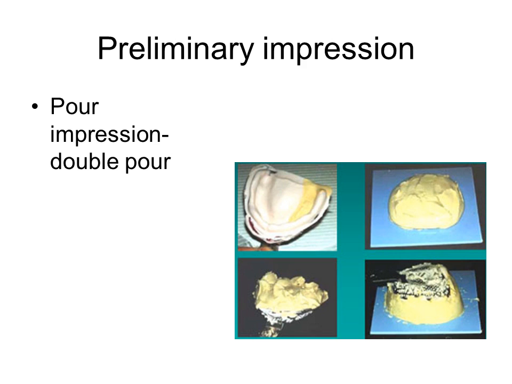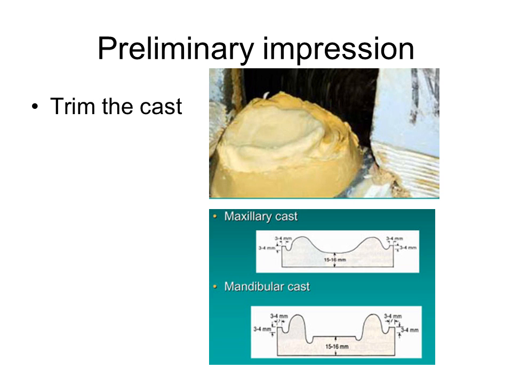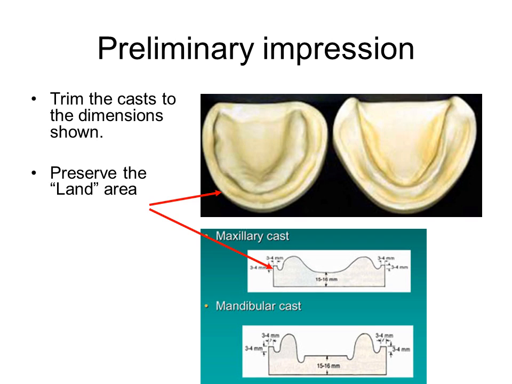Use a double pour. Remember never to invert wet plaster. Trim the cast, as in the illustrations below. The diagnostic cast should look approximately like the diagram. Be sure to preserve the vestibular roll and land area.